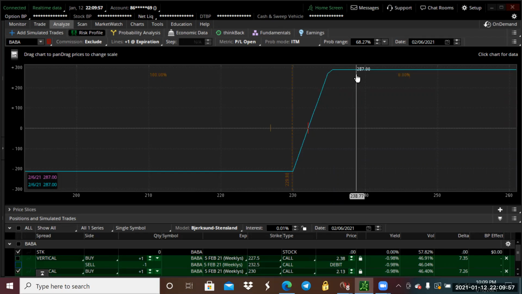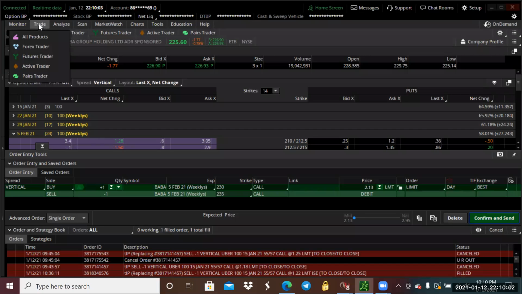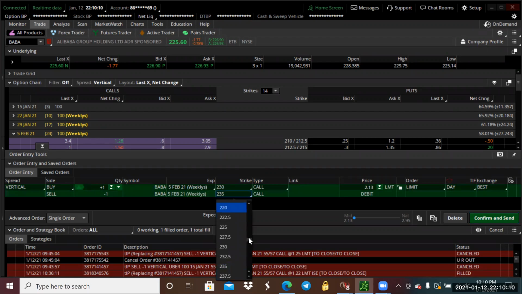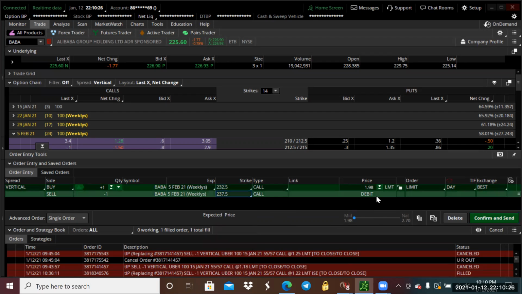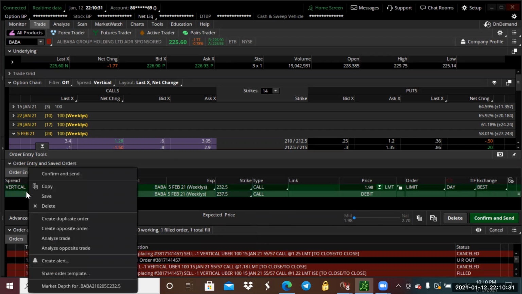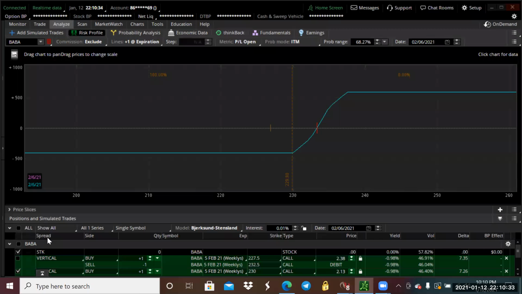Baba. Okay, or we can try another trade, so look at another trade. Let's make it at 232 per se. Say we're really bullish that this stock would go to 240. So I'm going to make it at 237, and then do 232.5. So now it costs us $1.98 rather than 213. So analyze trade.